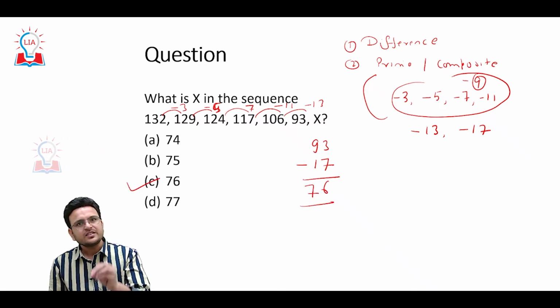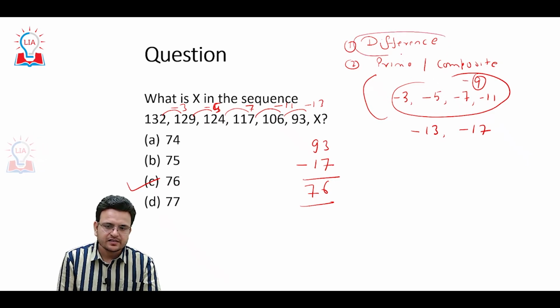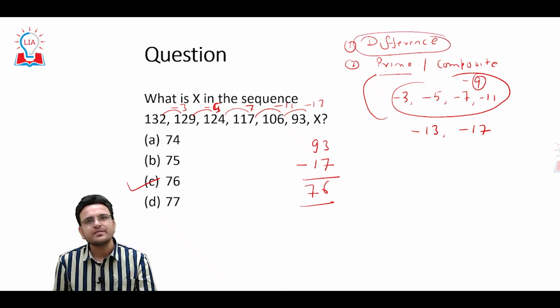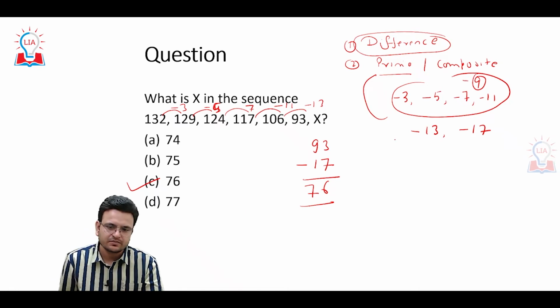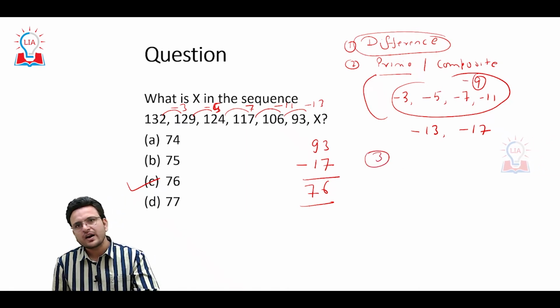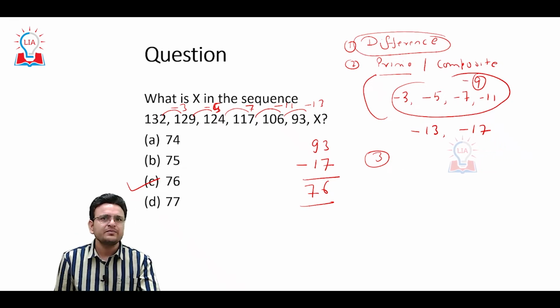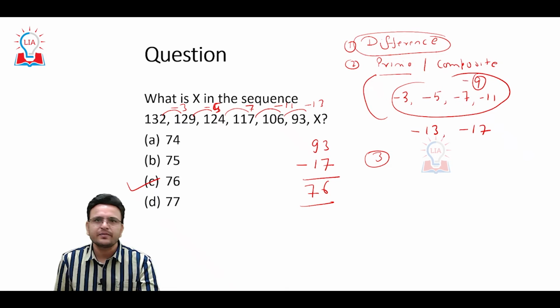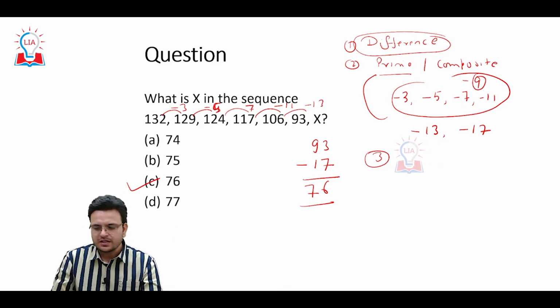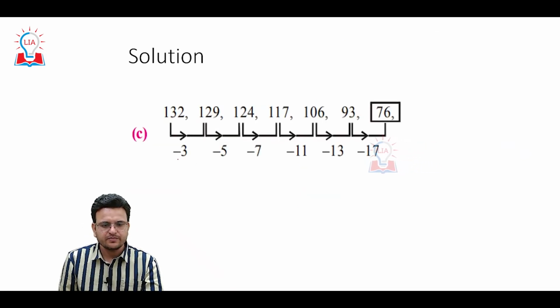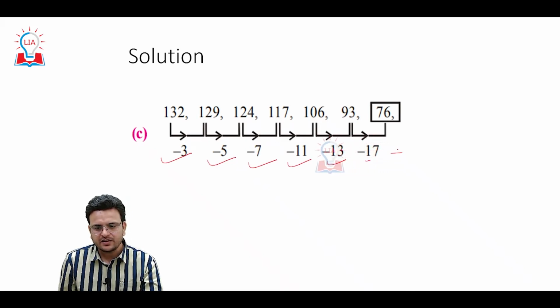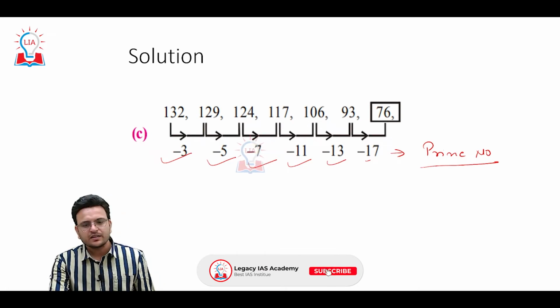Got it? As I told, first see the difference. Again see the numbers: prime number, odd number, even number, composite number. If all these are not applicable, square plus 1, cube plus 1, and all those things are not applicable, leave the question in the first reading. In the second reading, maybe you can try to think about that particular question. So here you see minus 3, minus 5, minus 7, minus 11, minus 13, minus 17, all are prime numbers. Got it? Now come to the next question.